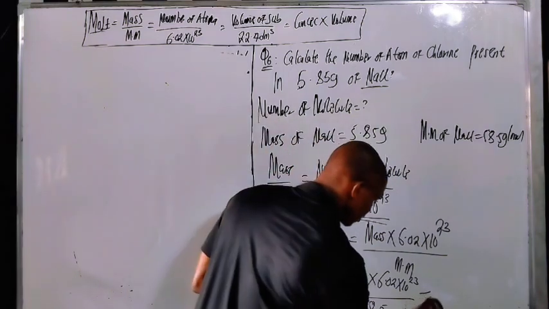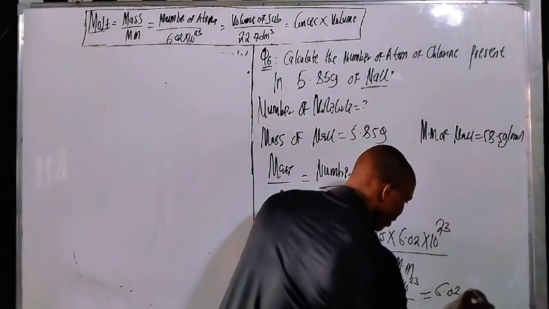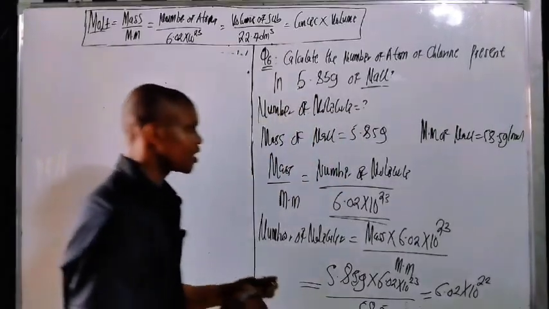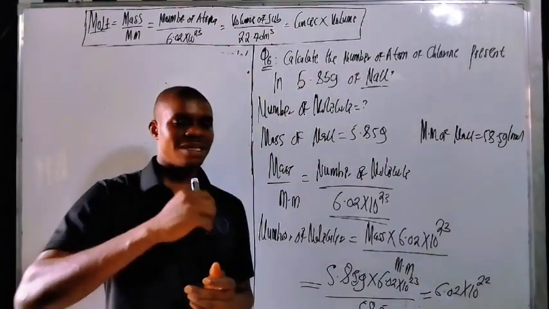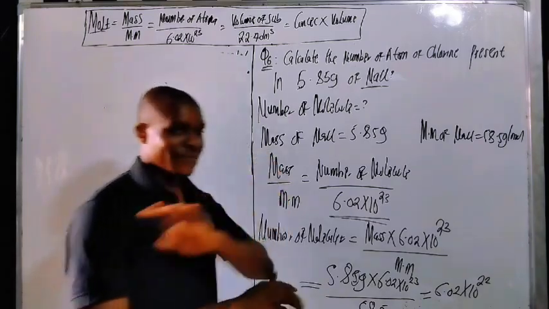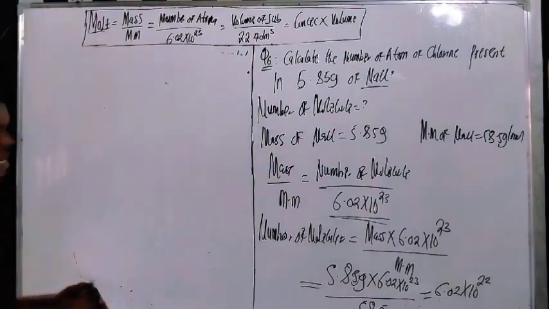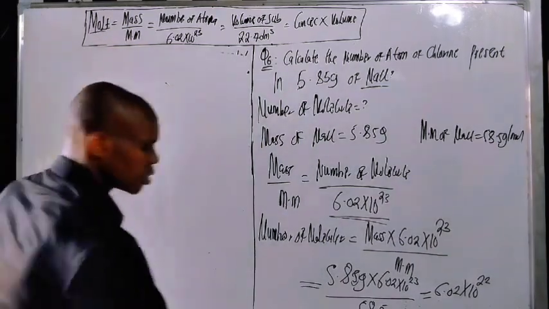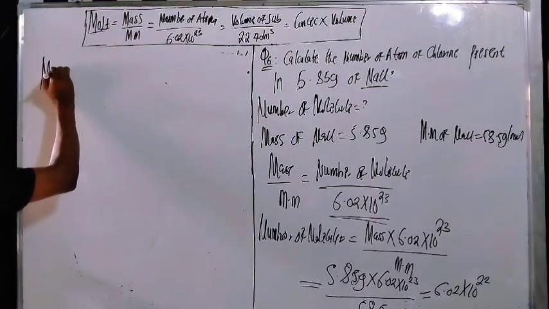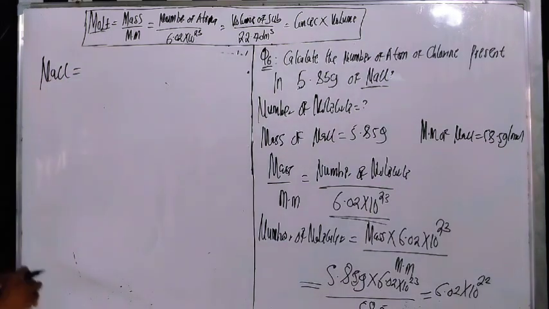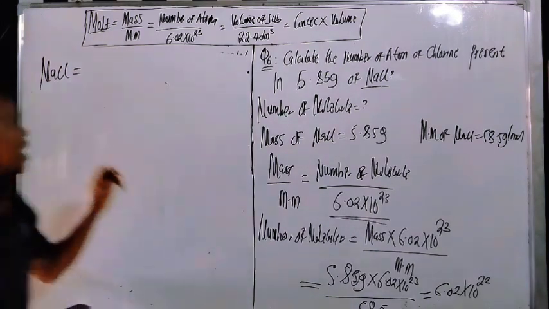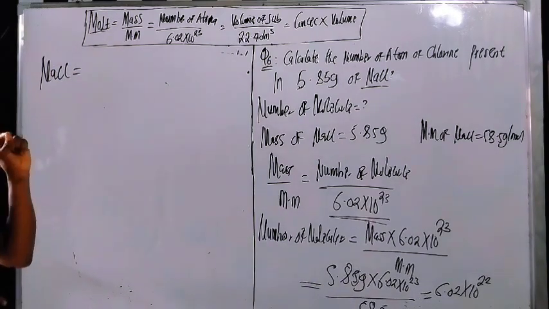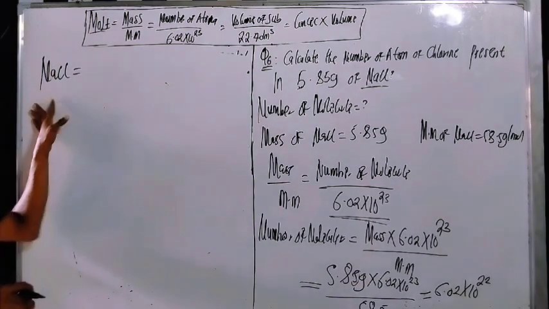Here we have 6.02 exponential 22. Okay, so how do we now calculate the mass atom of chlorine in that molecule? Do you understand? So it's very easy. Now, if you look at NaCl, how many atoms of chlorine do we have in NaCl? How many atoms of chlorine do we have here? We have one.